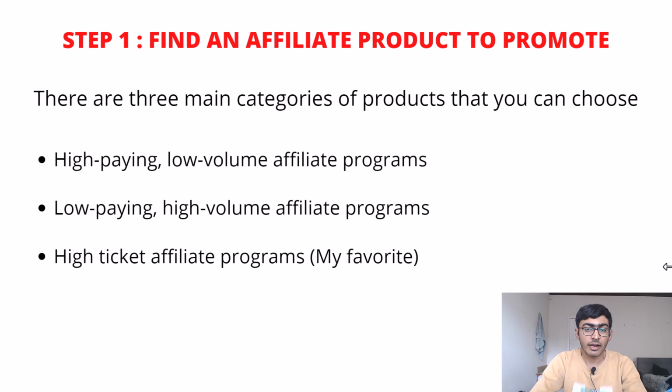So there are 3 main categories of products that you can choose. The first one is high paying, low volume affiliate programs. Second one is low paying, high volume affiliate programs. And third one is high ticket affiliate programs, which is my favorite affiliate program to promote. So now I will show you in detail how these affiliate programs work.